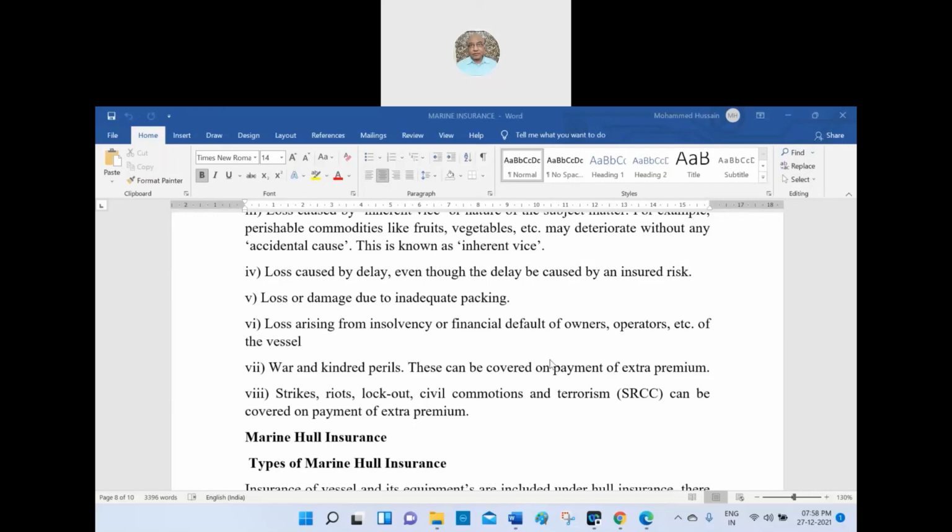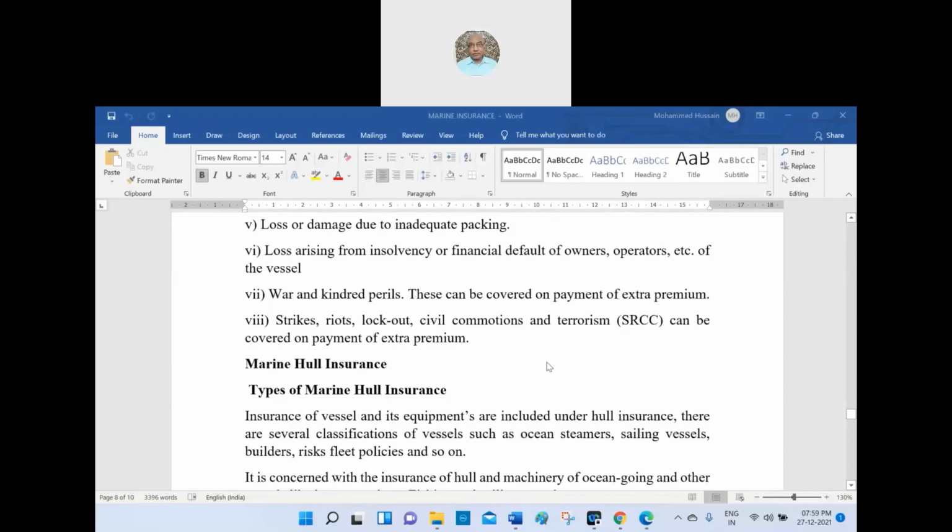Then strikes, riots, lockouts, civil commotions, terrorism can be covered on payment of extra premium. Even this will be covered on extra premium because you are paying more amount to them. When more amount is paid because of strikes or lockouts or riots, or any such thing going on there, it will be covered. So it is nothing but riders. You keep a rider for strikes, a rider for riots, a rider for lockouts, and if any other such thing happens, then the premium will be more, and that will be covered. So this is the way, then we can have the marine hull insurance.